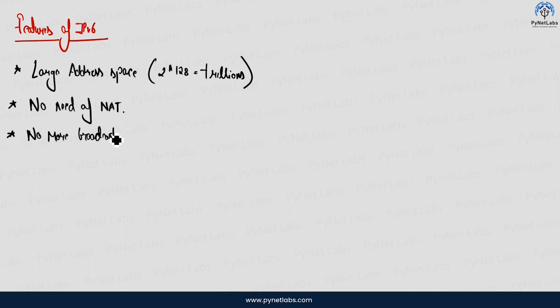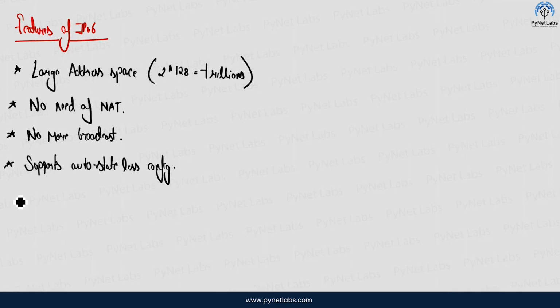So it's not going to use any kind of broadcast. And also it supports auto stateless configurations. So I'll say supports auto stateless configurations. Auto stateless configuration means that a device can build an IPv6 address by including its own MAC address. I will explain this point separately when we see the NDP process, to figure out how link local address and all these things are going to work.